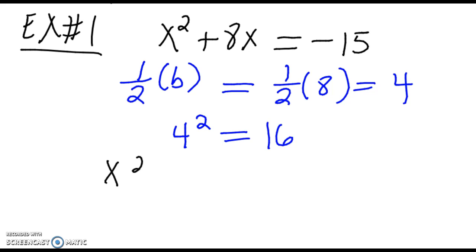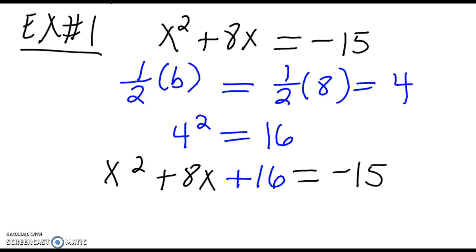So we have x squared plus 8x plus 16 equals negative 15 plus 16. We can now go ahead and factor our x squared plus 8x plus 16. If we use our rules for factoring, I'm going to take you through the process.